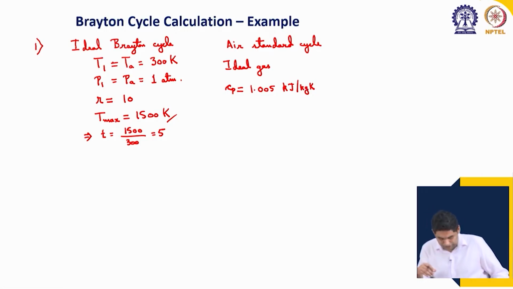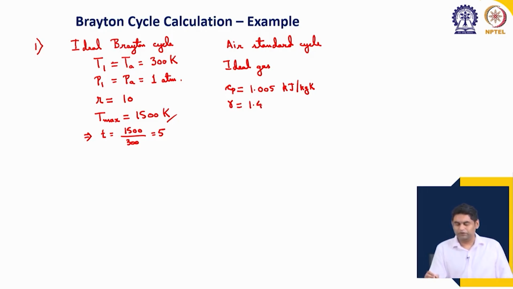For example, after combustion the Cp will be different, but when the entire cycle is based on air, then we can take a constant value of Cp, which in this case is equal to the standard value 1.005 kilojoule per kg Kelvin. Gamma for air is equal to 1.4.